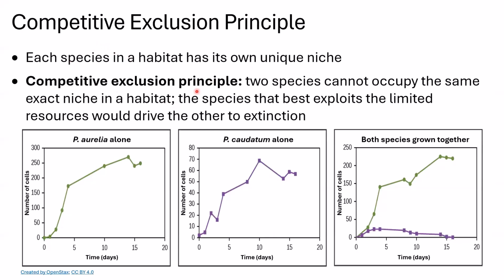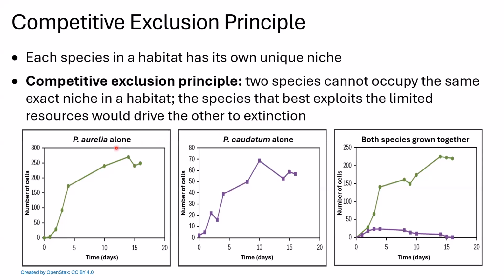The competitive exclusion principle is the idea that two species cannot occupy the exact same niche in a habitat because they would be competing for all the same resources. Ultimately, the species that is better at accessing or using the resources would drive the other species to extinction.